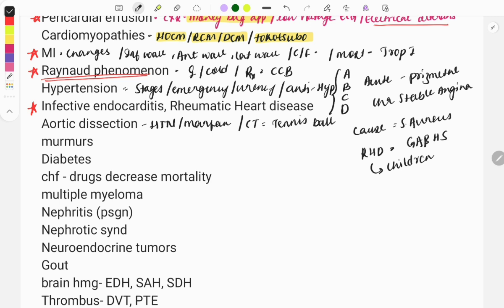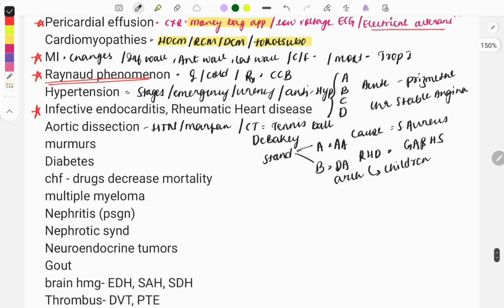And you also need to know the classification of this, the DeBakey classification and the Stanford classification, classified into A and B. A involves the ascending aorta and B does not involve the ascending aorta. Parts other than the ascending aorta are involved, like either the descending aorta or the arch of the aorta. So these are certain points which you need to remember from aortic dissection.